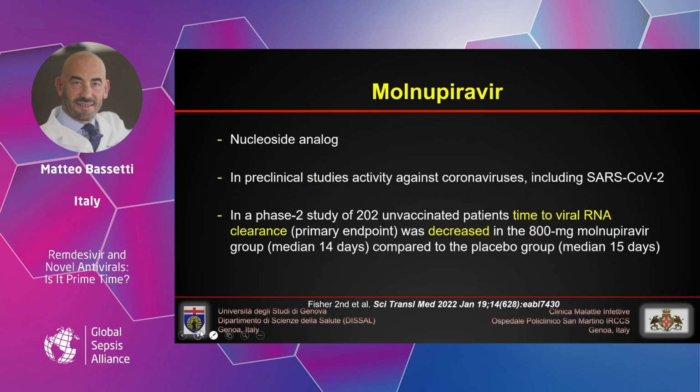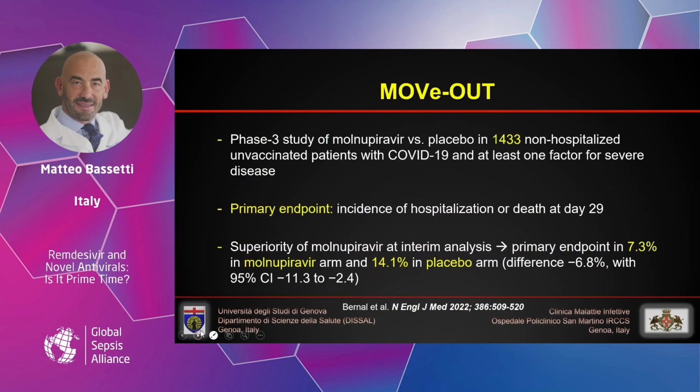The last two messages are regarding oral antivirals, in particular molnupiravir, which is a nucleoside analog. In the preclinical studies, it showed activity against coronaviruses, including SARS-CoV-2, and in the phase 2 trial of 202 unvaccinated patients, time to viral RNA clearance was decreased with molnupiravir compared to the placebo. And the other important data for molnupiravir come from the MOVe-OUT study, in which the primary endpoint was the incidence of hospitalization or death at day 29. And molnupiravir was demonstrated to be superior at the interim analysis.